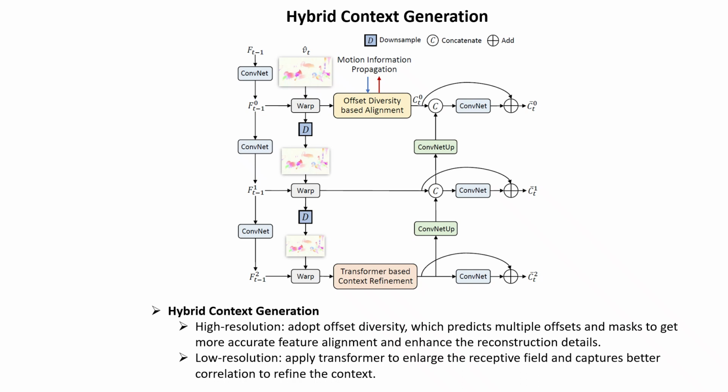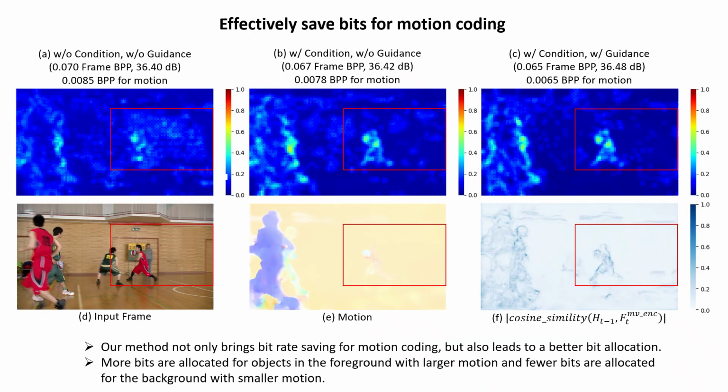For the low-resolution context feature, we apply transformer to enlarge the receptive field and capture better correlation to refine the context. This module not only strengthens the multi-scale context feature mining, but also provides better motion condition for motion information propagation. We investigate the influence of motion condition and motion guidance on motion coding.